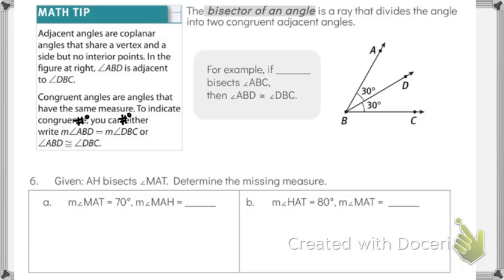All right, let's look at this one. The bisector of an angle is a ray that divides the angle into two congruent adjacent angles. Now, bisector, another way that you're going to see it is angle bisector.